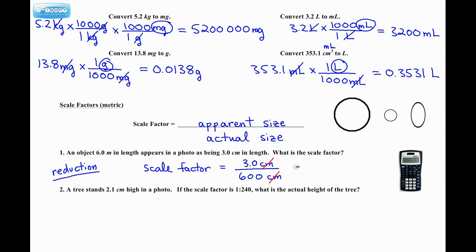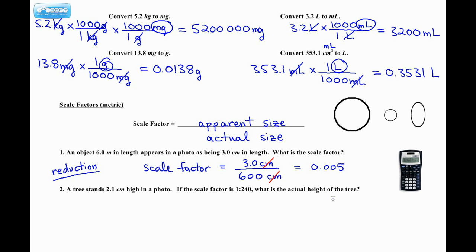Okay. So we can work this out. So what is 3 divided by 600? Well, that is 0.005.